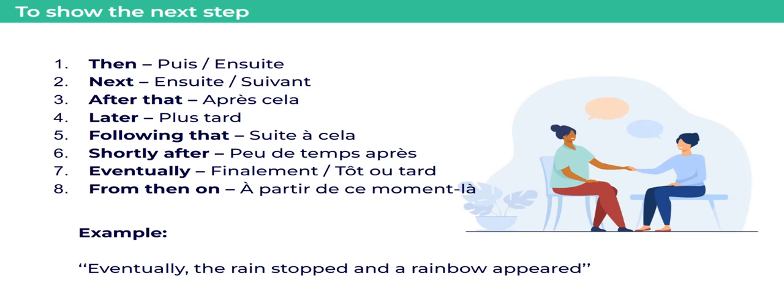Number 7, eventually. Number 8, from then on. In our example: Eventually the rain stopped and a rainbow appeared.